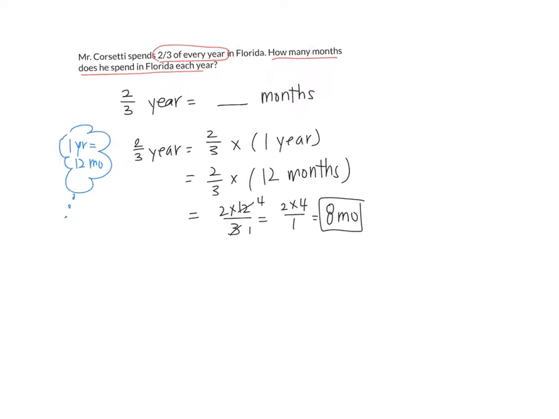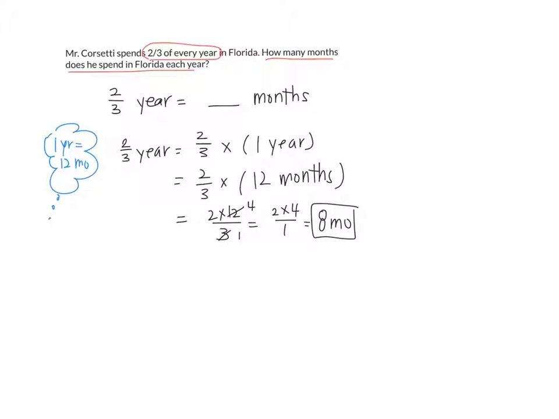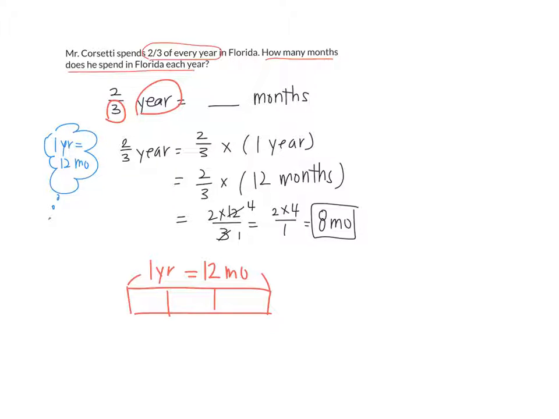Let's see how that would look in a tape diagram. Okay, we're trying to find out 2/3 of a year is equal to how many months. So my entire piece of tape would be 1 year, because that's my original thing, right? Or it's also equal to 12 months. The fraction tells me I need to divide that into how many units? Everyone? 3 units, because my denominator is 3. How many of those units am I concerned about? 2 of them, because the numerator is 2.